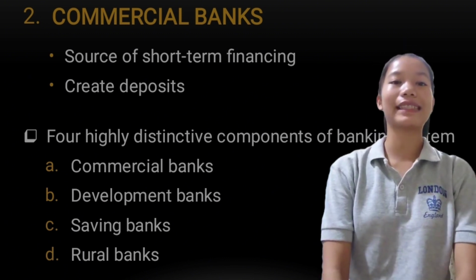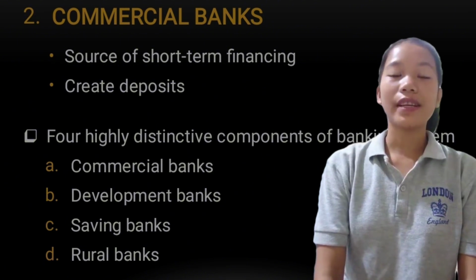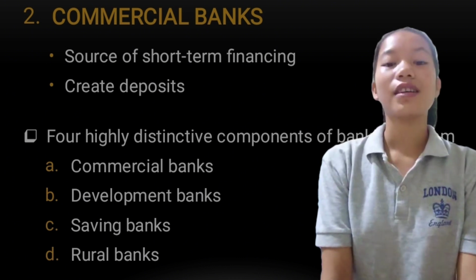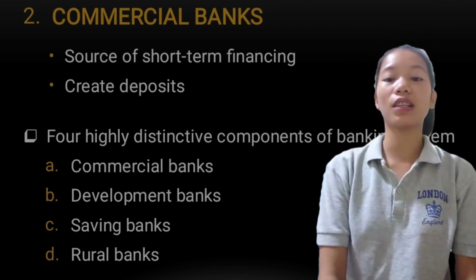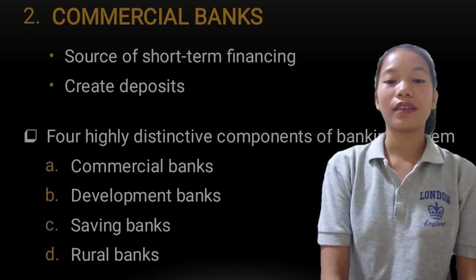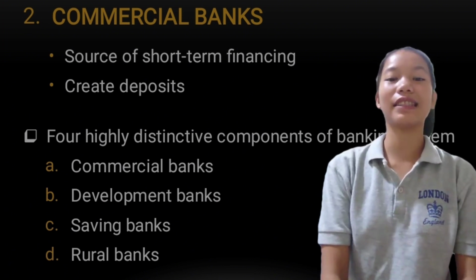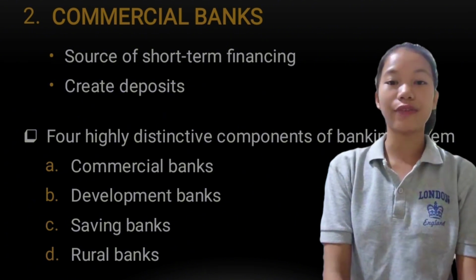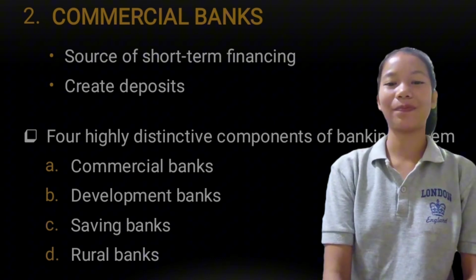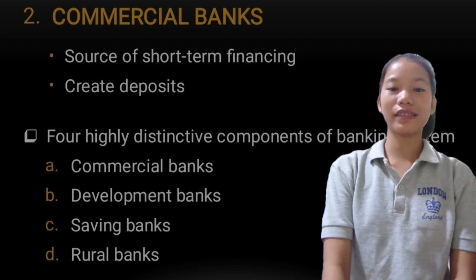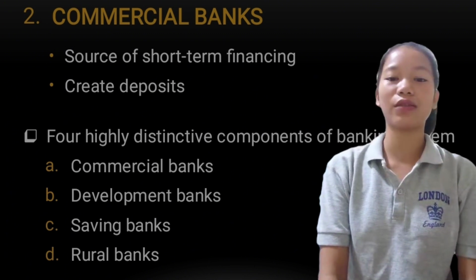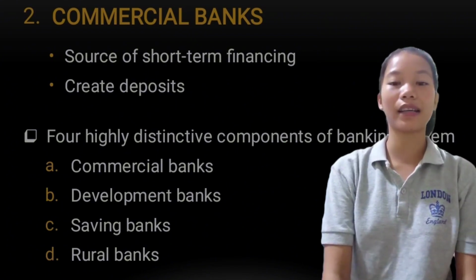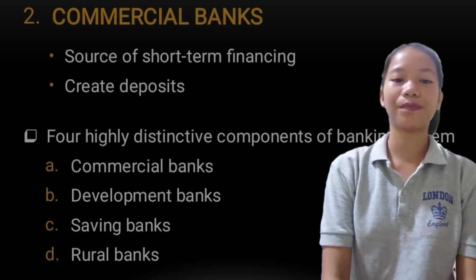An example of short-term financing is Jamie took a loan of 10,000 for 6 months. So, within 6 months, the loan of 10,000 will be paid off. It is only for 6 months, and it does not exceed 1 year. Then, also, it creates deposits. So, you put money into your bank account. Examples of commercial banks are Land Bank, BDO, and etc.